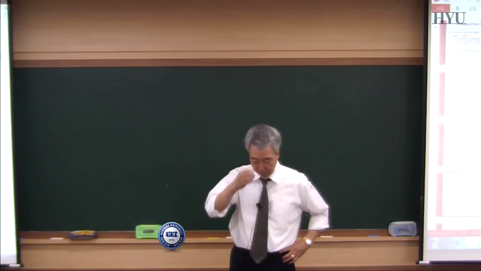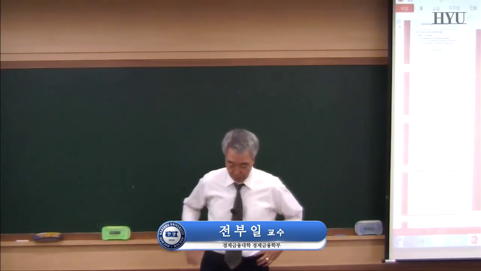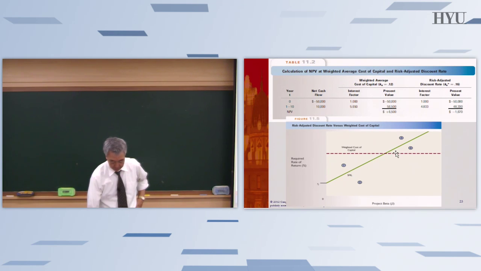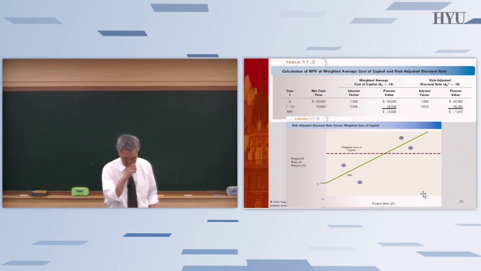Here's an example. If you look at this graph, this green line is the SML, security market line. The horizontal axis has beta, the systematic risk, or market risk, and considering the risk, we can calculate the required rate of return. That's what we did last class.